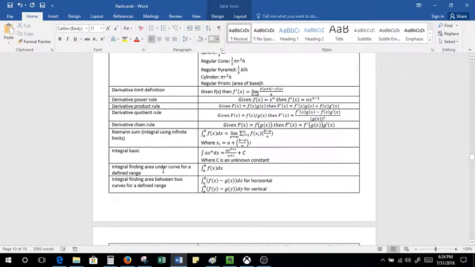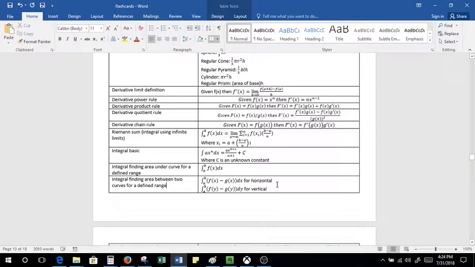Integral finding area under a curve for a defined range. So this is doing the exact same thing as a Riemann sum. And all you do is you take the integral, but you plug in that defined range. Find the area between two curves then is, you can prove this, but it's just a little trick to it. You take f of x minus g of x before you take the integral, and then you take the integral with respect to those 2 points after that.